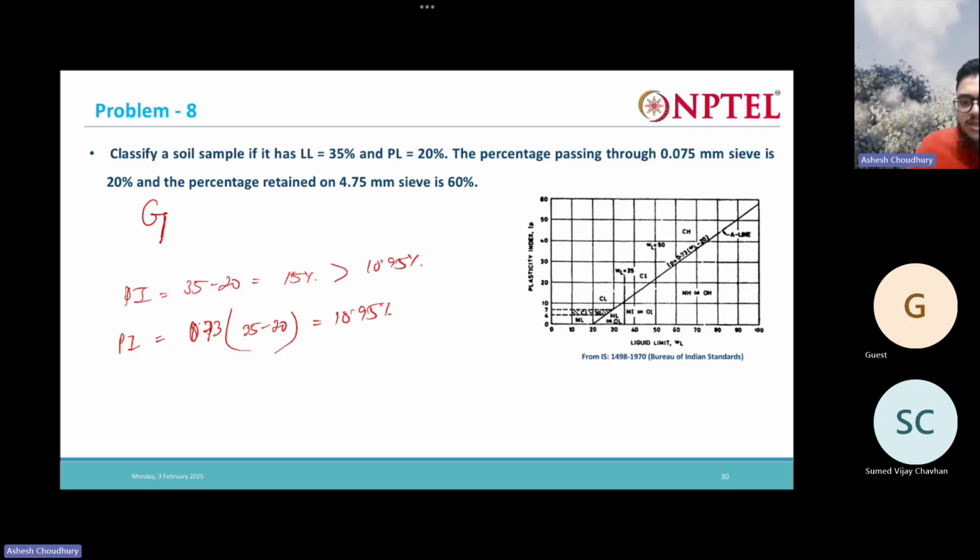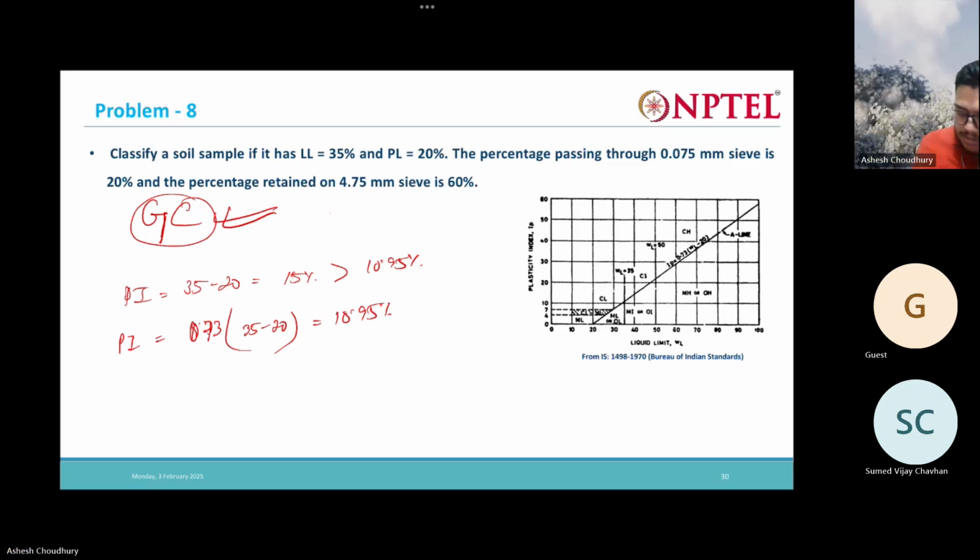That means what? GC or GM? Above the A line. Above the A line means clay, so GC. This is going to be the final answer. Clay gravel. Yes, correct. GC.